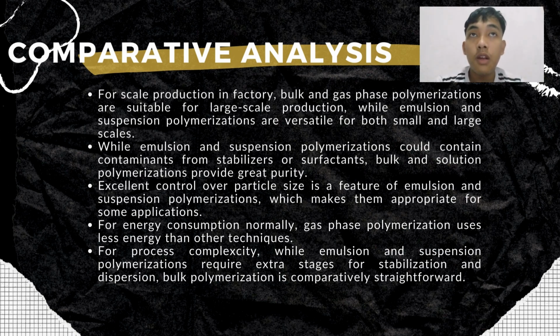Firstly, for scale of production in factory, bulk and gas phase polymerization are suitable for large-scale production, while emulsion and suspension polymerization are versatile for both small and large scale. Second, while emulsion and suspension polymerization could contain contaminants from stabilizer or surfactant, bulk and solution polymerization provide great purity. Third, excellent control over particle size is a feature of emulsion and suspension polymerization, which makes them appropriate for some applications.